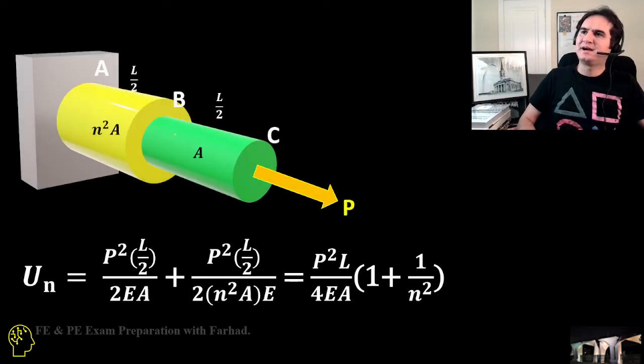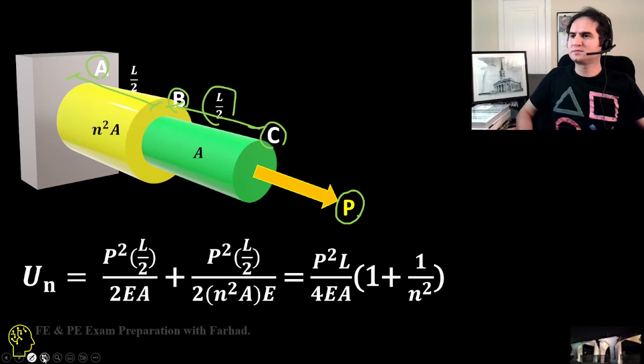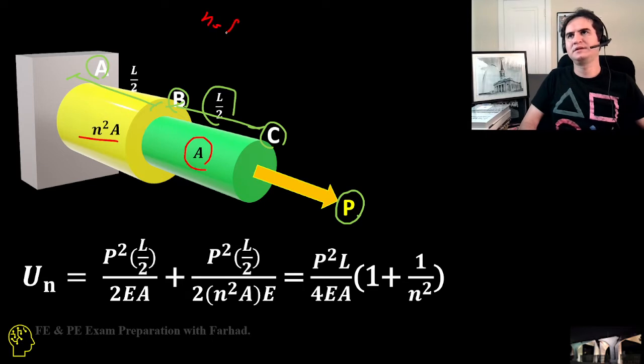Let's see if we have two circular shafts attached to each other, and at the end there is an axial force of P applied to point C of our configuration. Each part has the length of L over 2, so their lengths are equal, but the area of the first part is just A, and the other one is n squared times A. And n can be 1, 2, 3, 4, whatever.